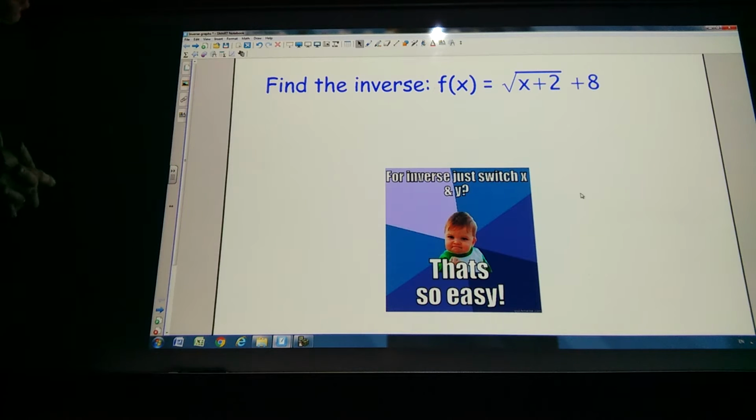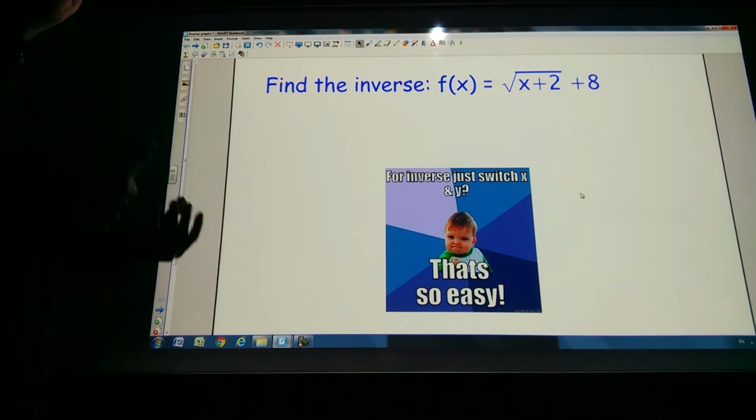Hello! Today we're going to do something pretty quick, but one review problem. Try to find the inverse of this function. Go ahead and pause and try to solve it. Alright, here we go. An inverse.